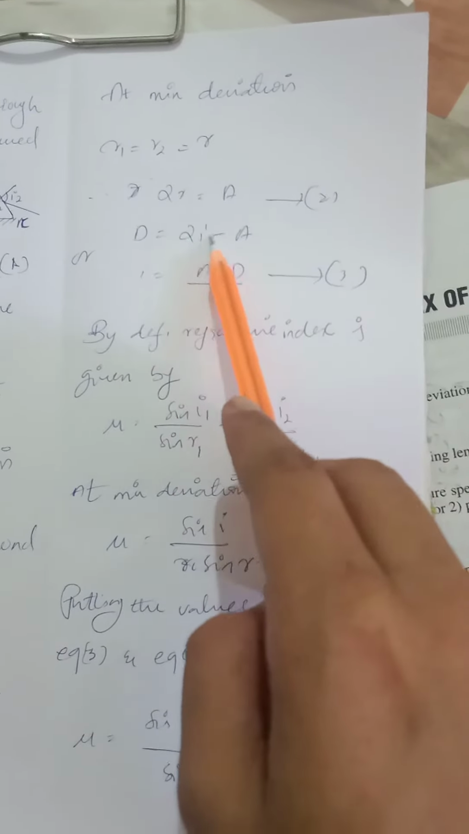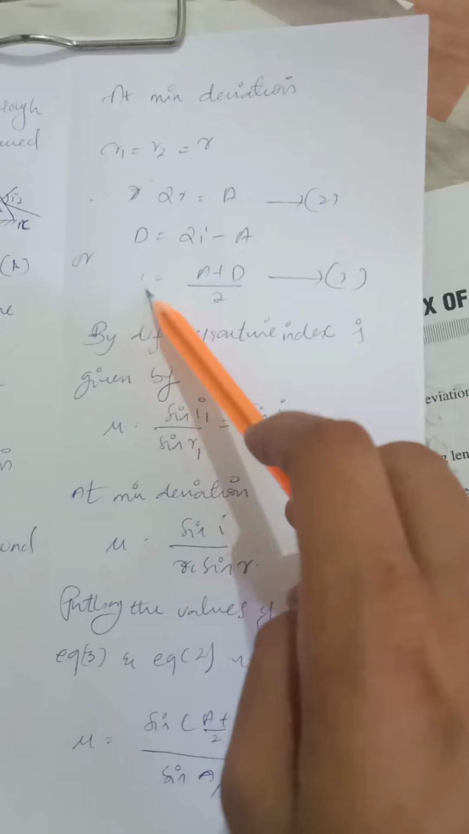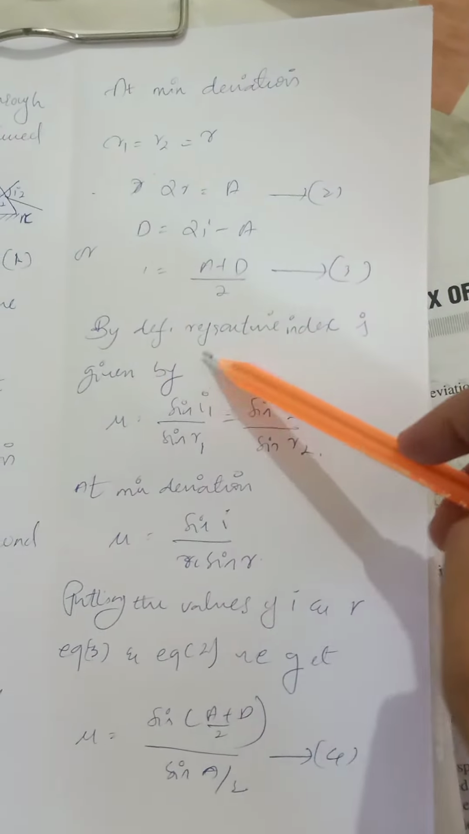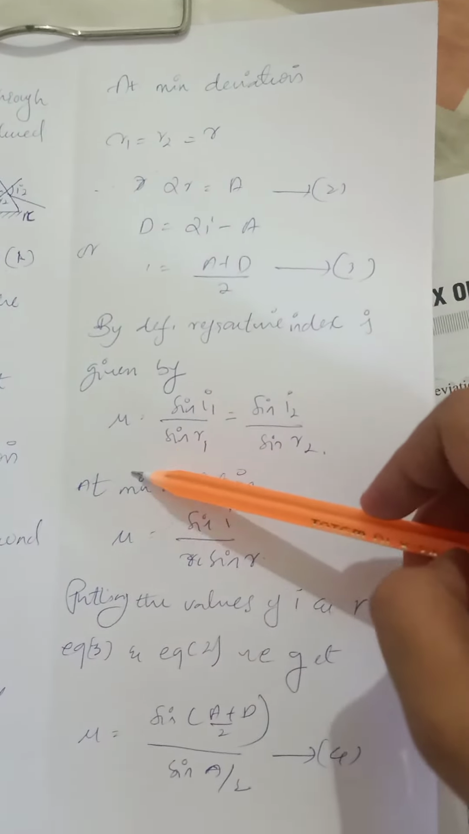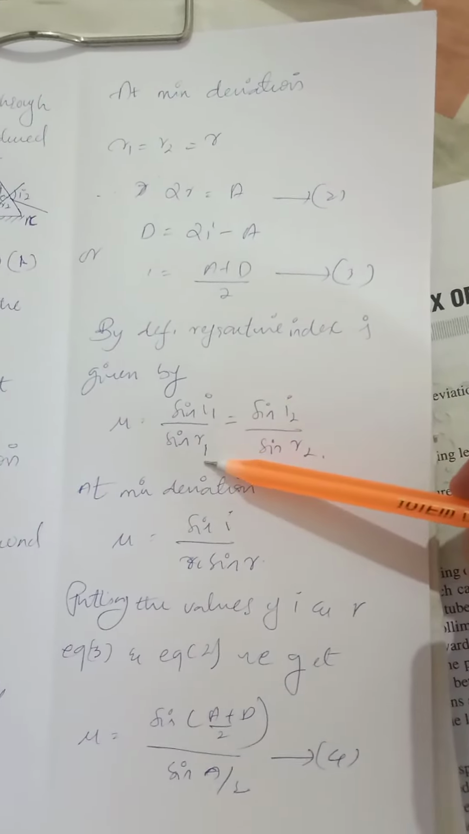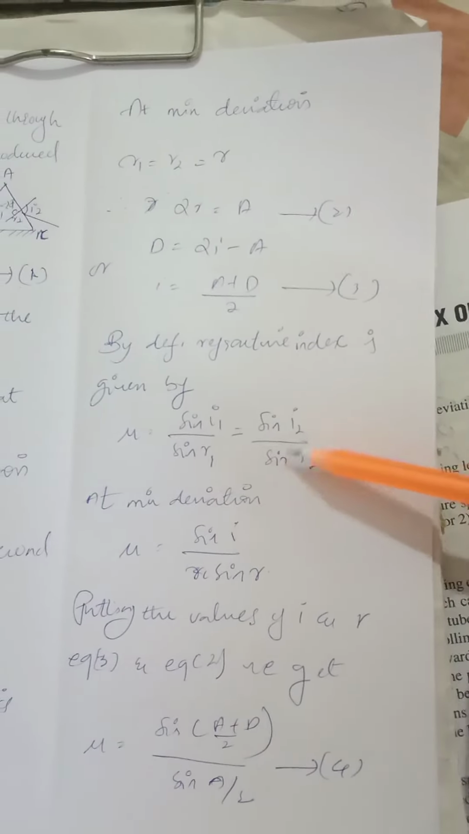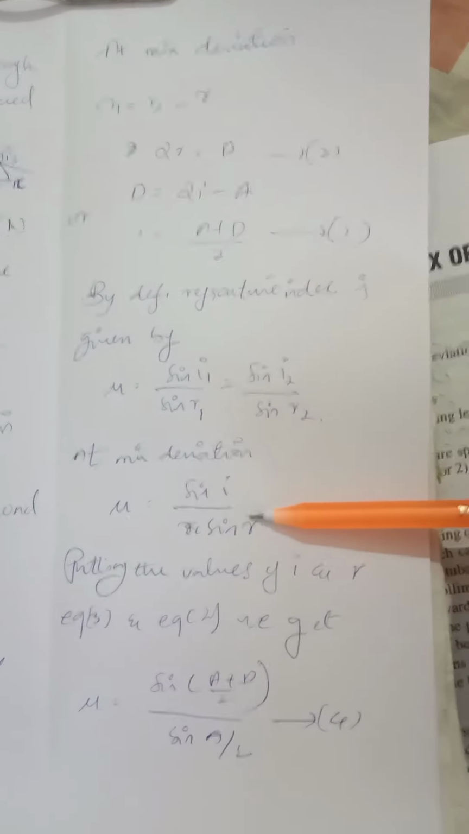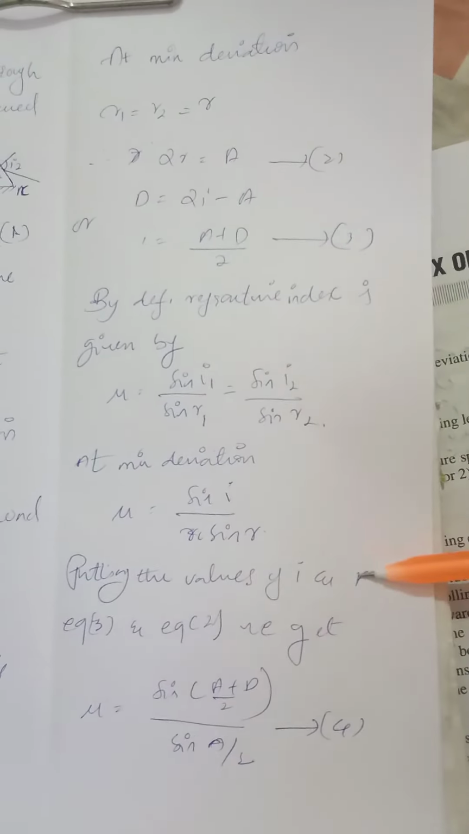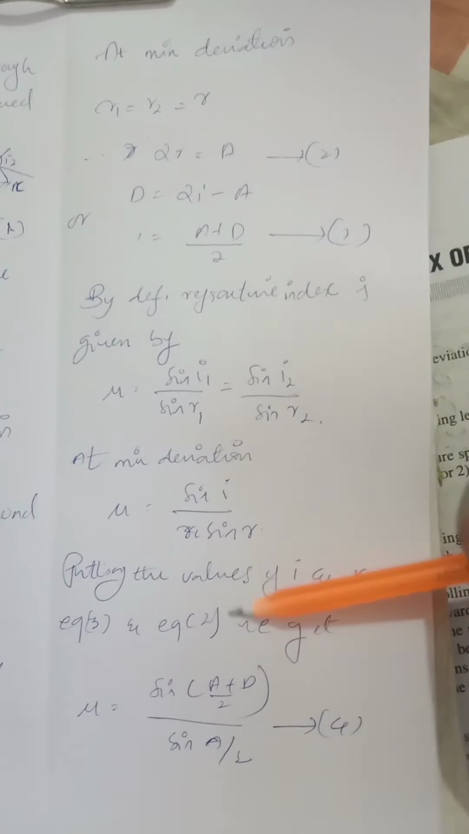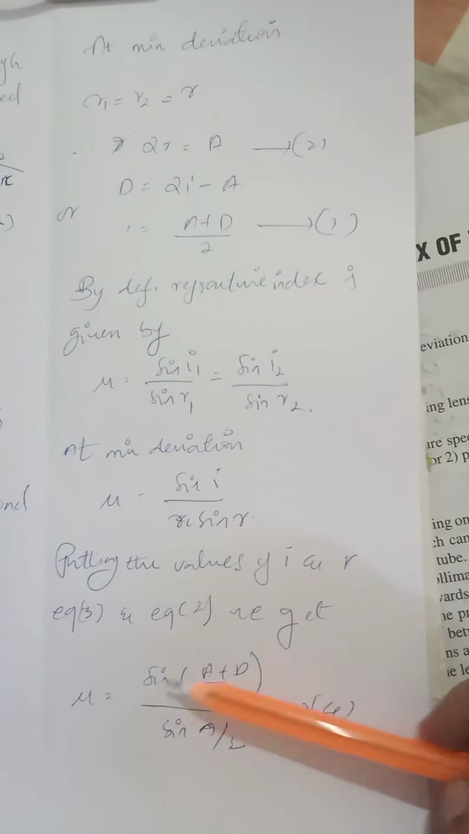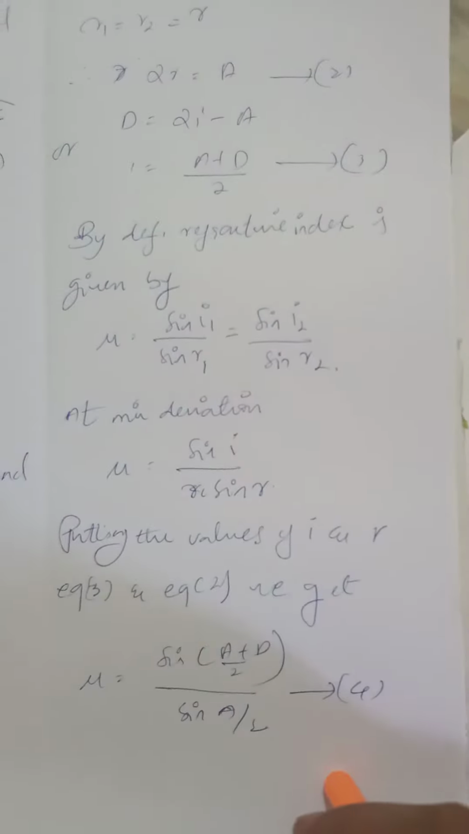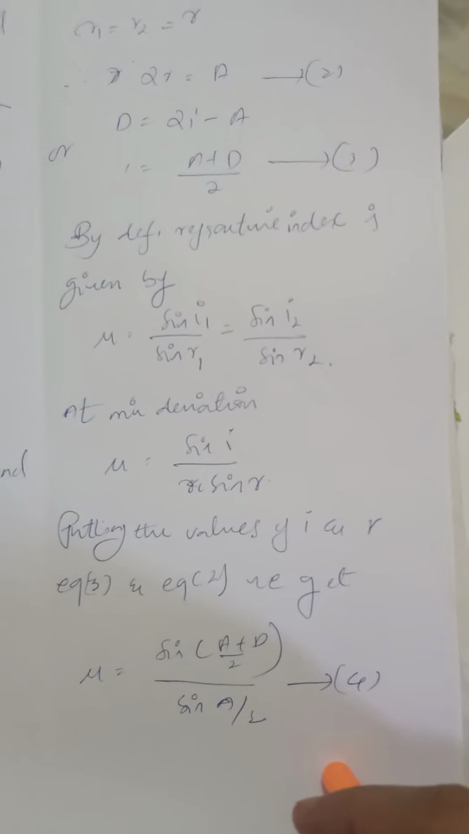D = 2I - A, or I = (A + D)/2. That is equation number 3. By definition, refractive index is given by mu = sin I1 / sin R1 = sin I2 / sin R2. At minimum deviation, mu = sin I / sin R. Put in the values of I and R from equations 3 and 2. We get the equation mu = sin((A + D)/2) / sin(A/2). This is the theory for the spectrometer refractive index of the material of the prism.